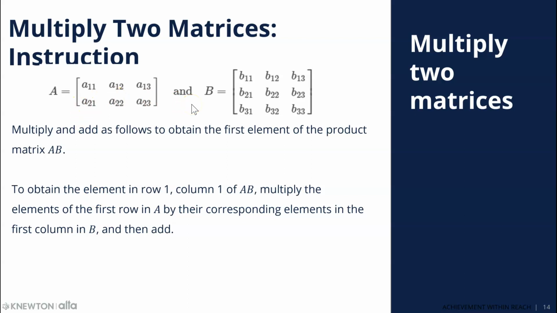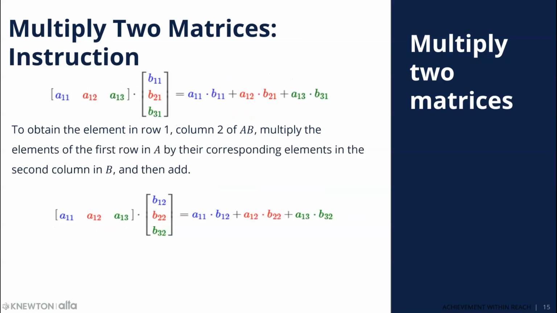We want to find the product of the matrix AB. Now, to obtain the element in row 1, column 1 of AB, multiply the elements in the first row in A by their corresponding elements in the first column in B, and then add. So that means this will be multiplied to this element, and this element will be multiplied to this element, and this element will be multiplied to this element, and then you add all the products.